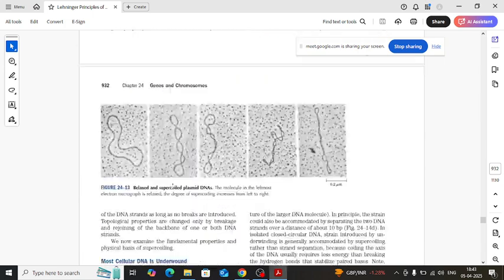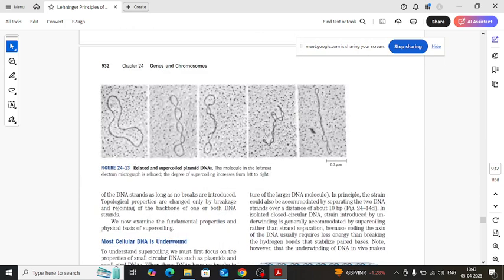So here, as we studied about different forms of DNA, we will see the relaxed and supercoiled form of a plasmid DNA. So this is the relaxed form. There is no supercoiling. But when one strand passes the second strand multiple times here, then it will create a supercoiling. So that's why it is supercoiled plasmid DNA.